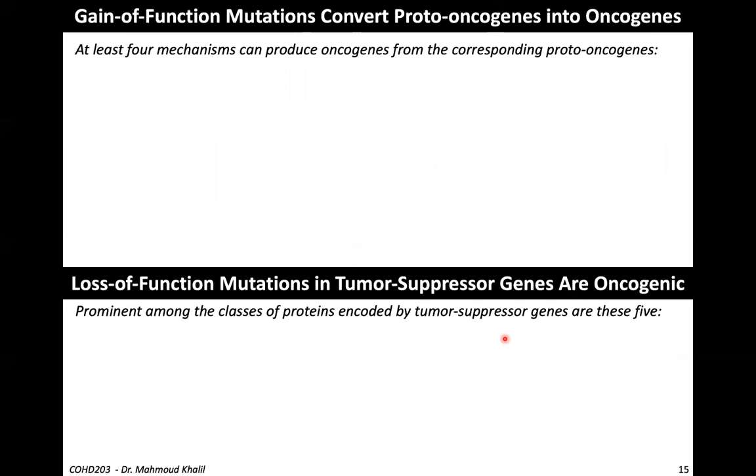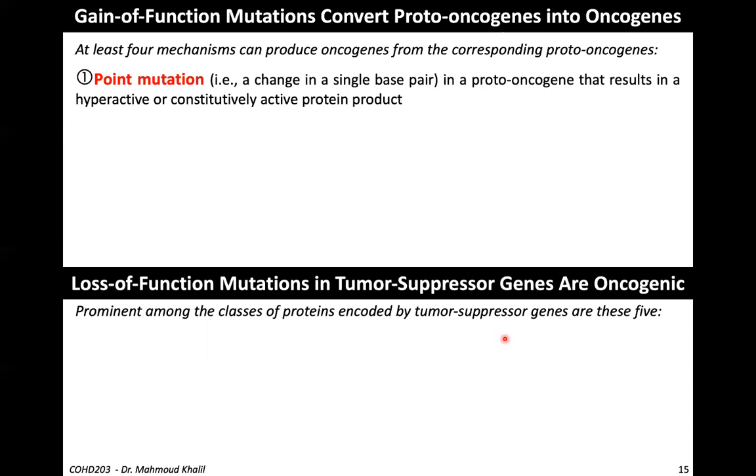So let's see here, what is the difference between gain of function mutations and loss of function mutations? Usually gain of function mutations occur in the proto-oncogenes, which converts them into oncogenes, while loss of function mutations occur in tumor-suppressor genes, and are usually oncogenic. For the gain of function, at least 4 mechanisms can produce oncogenes from their corresponding proto-oncogenes.